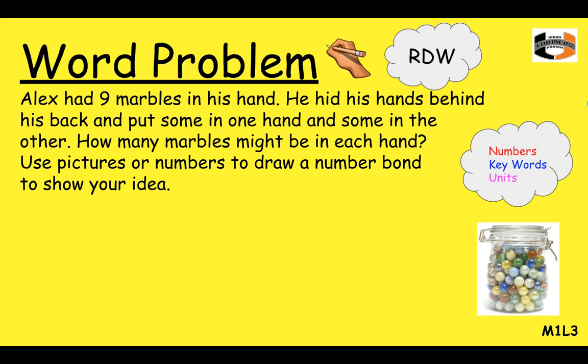So first we're going to read this word problem. Alex had 9 marbles in his hand. He hid his hands behind his back and put some in one hand and some in the other. How many marbles might be in each hand? Use pictures or numbers to draw a number bond to show your idea.